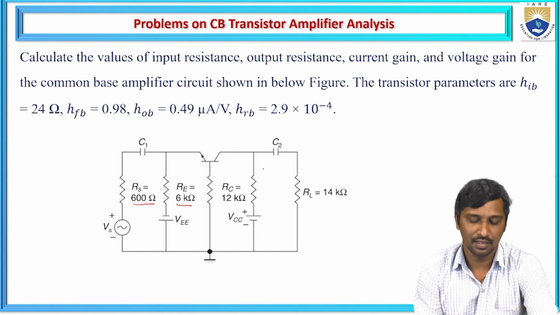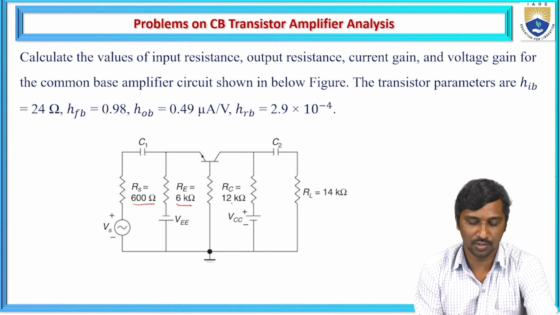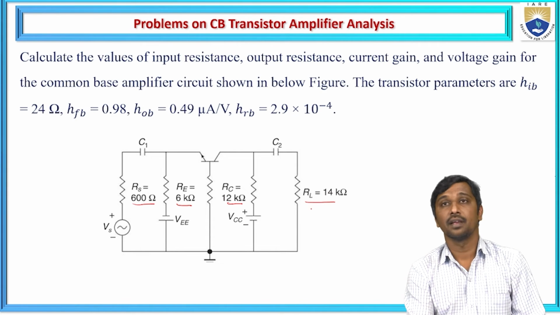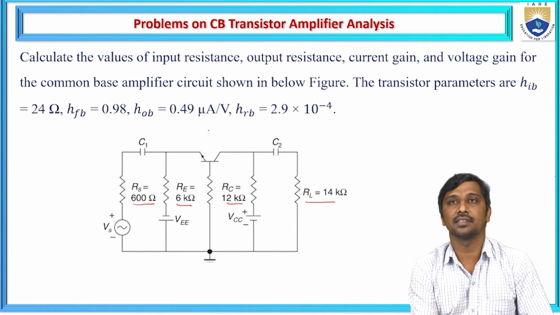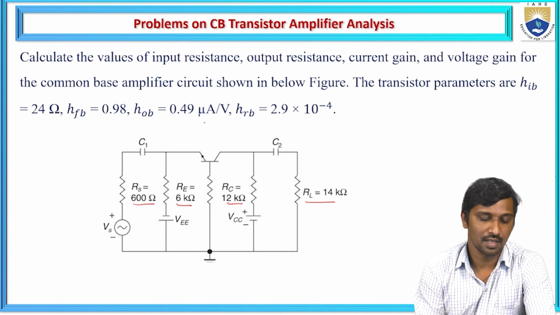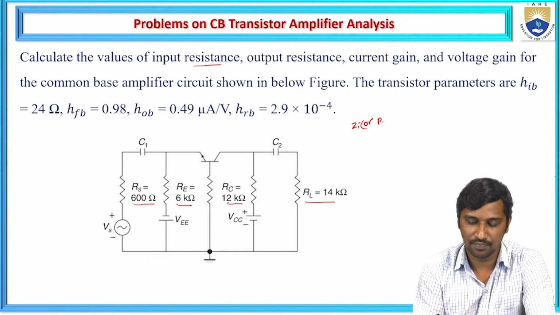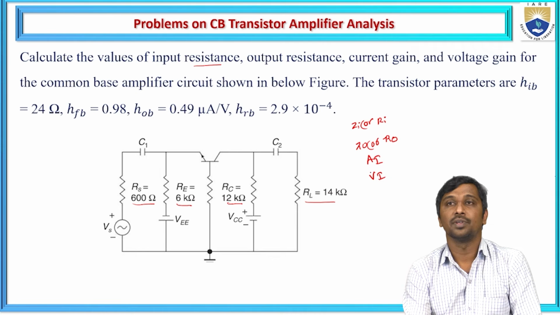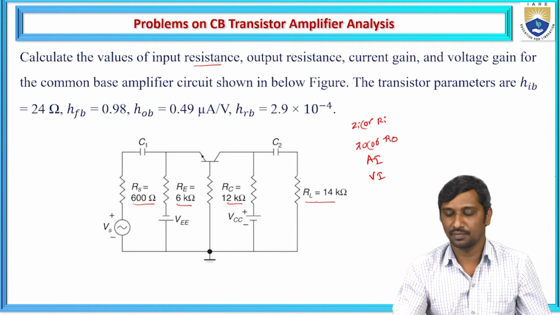And coming to the output side, the collector terminal acts as the output, hence the biasing collector resistance is 12 kilo ohms. And across the output, the load resistance is 14 kilo ohms. So by using this common base amplifier configuration and based on the given specifications of the small signal model parameters, we need to determine the input resistance, Zi or Ri, as well as the output resistance Z0 or R0, and the current gain and the voltage gain. So we need to calculate these four parameters related to this common base amplifier circuit.